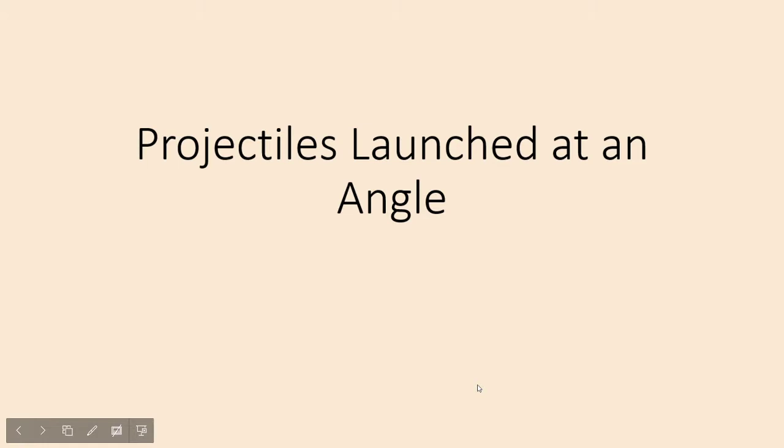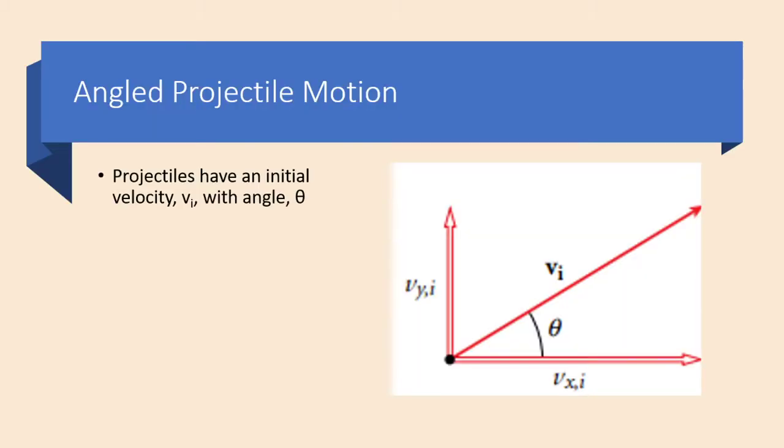So instead of just looking at projectile motion in 2D, now we're gonna look at projectile motion launched at an angle. So in other words, we are launched at some angle that is not a 0-degree horizontal. Looking at our graph, we have a projectile launched at the angle theta above the horizontal, and it has an initial velocity of vi.